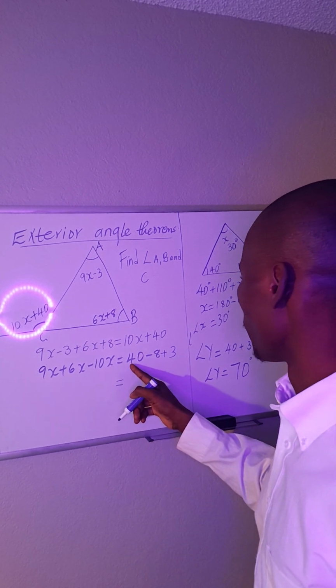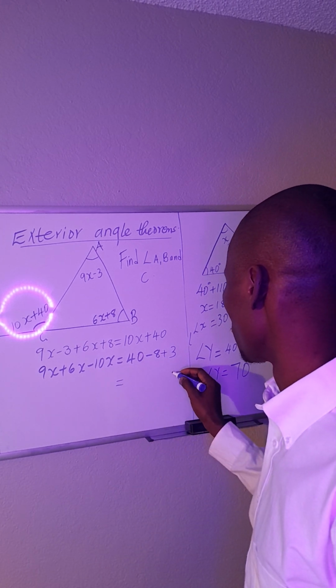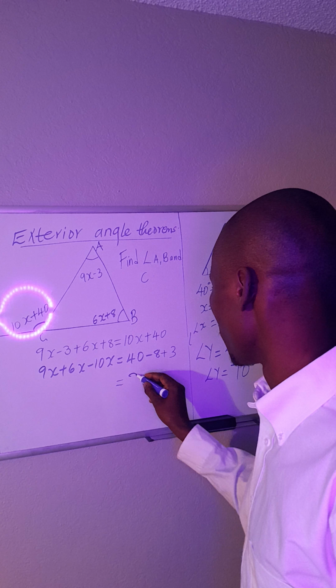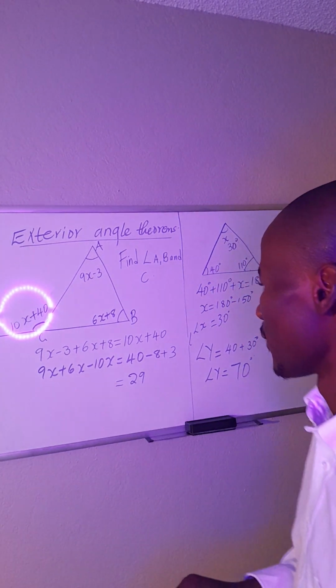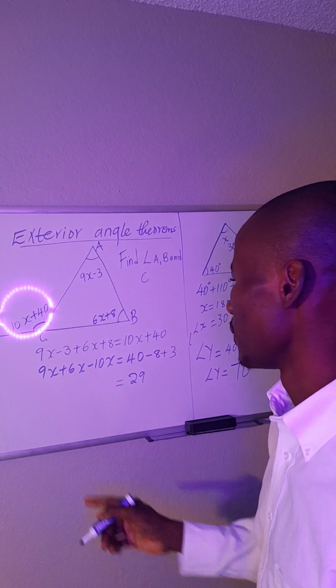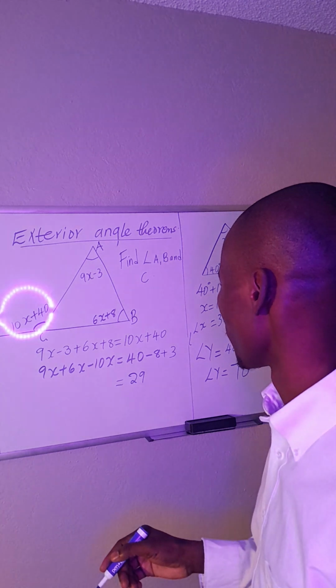So this is 40 take away 8 is 32. 32 take away 3 is 29. So that's what I have there. Then on the right hand side, what do we have? We add first. When we add first, what shall we get?